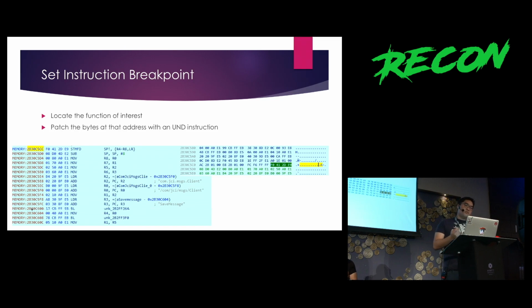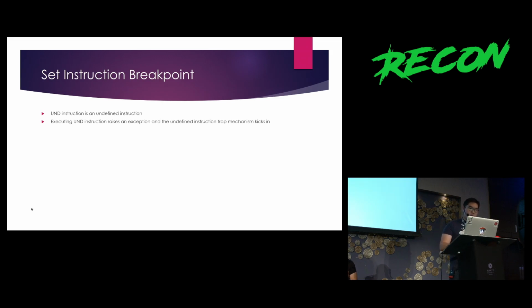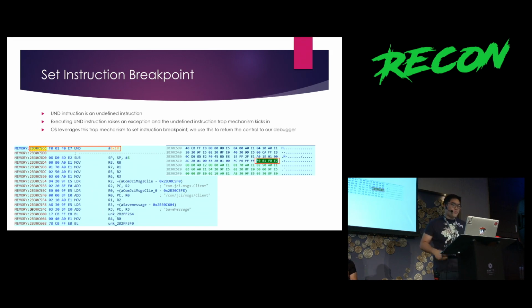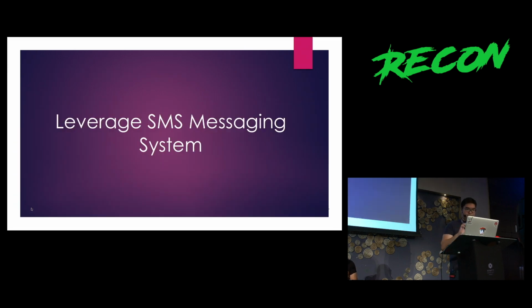First, you locate the function of interest by looking into the process memory map file. Once you locate it, you patch it with an undefined instruction. Later, you just resume the execution. Once the program hits the undefined instruction, it's going to raise a SIGTRAP. By leveraging that trap mechanism, you can regain control of the execution. Then that's when you patch the bytes back to the original bytes, and from there, you can debug like you usually would do. That's the SIGTRAP.